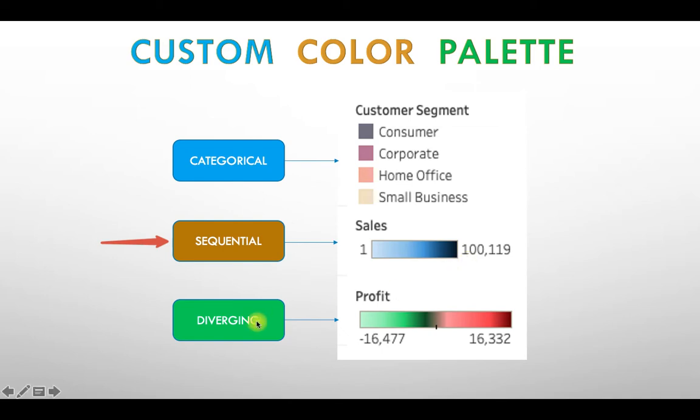And then the second one is the diverging palette, where two colors will be used to show the intensity of the values which are present in that measure. Now, how to build this custom color palette?